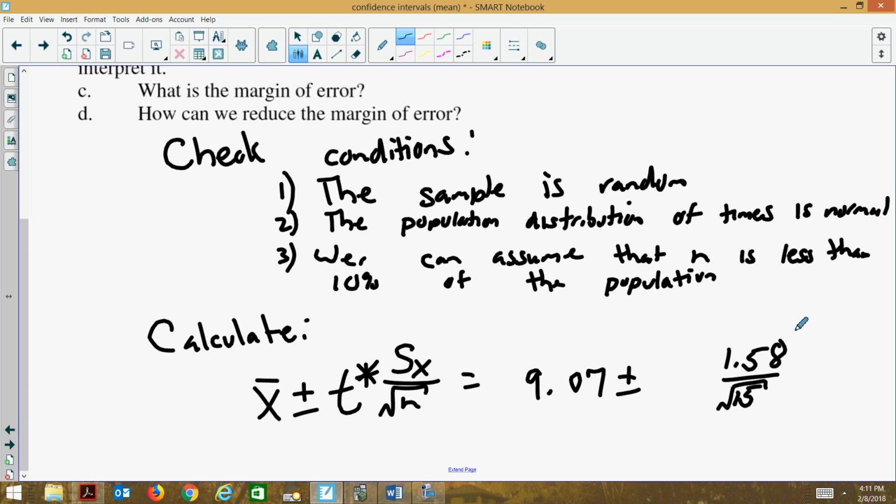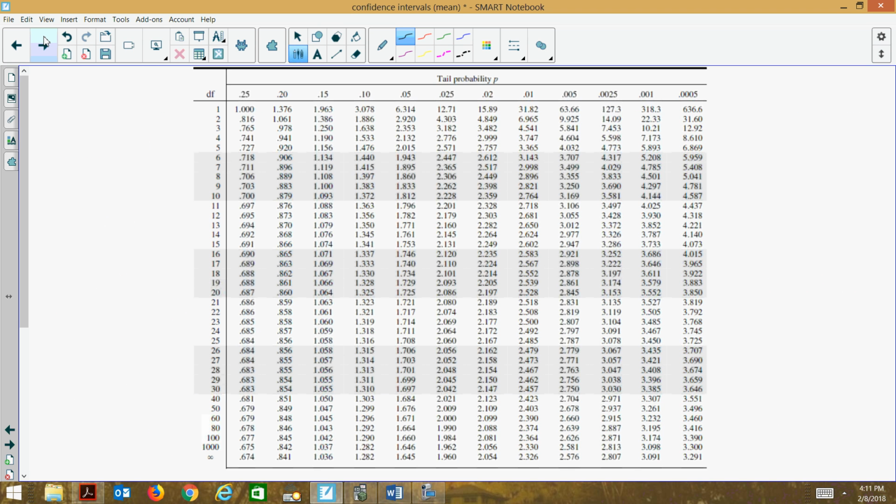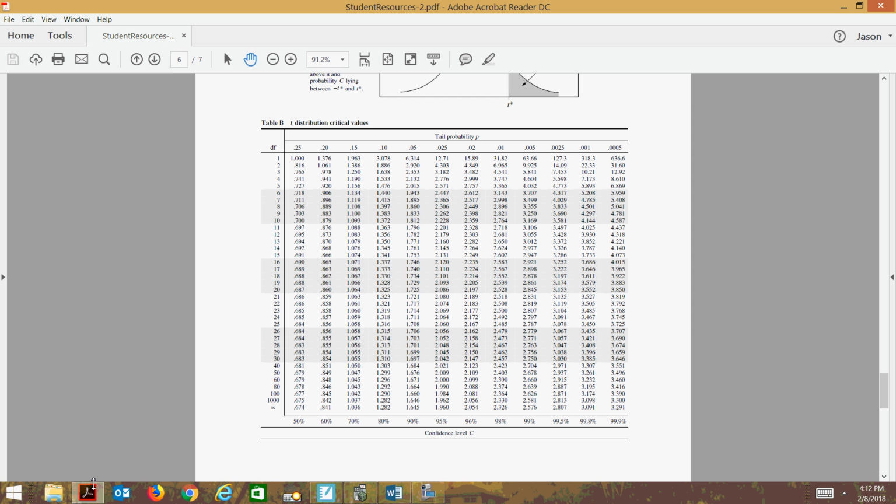And finally, the t critical value. To find the t critical value, we have to use our t chart. Okay, so we're introducing a new chart to this unit as well. The t chart is actually much simpler to read than the z chart, because the t chart gives you the confidence levels on the bottom, and it also gives you the degrees of freedom to the left of the column.